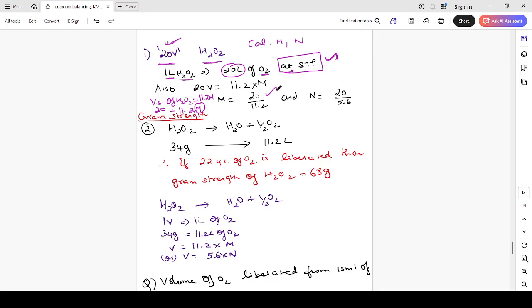Now if the question is about normality, we know volume strength of hydrogen peroxide is equal to 5.6 times normality. Volume strength is 20 here. Substitute it to get the value of normality.